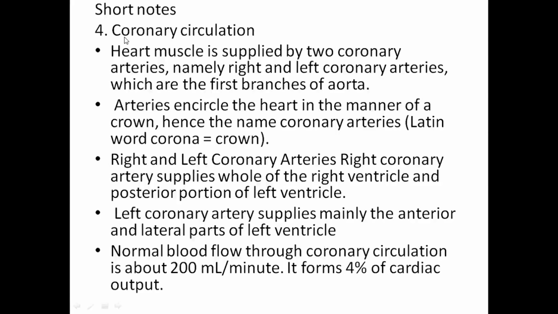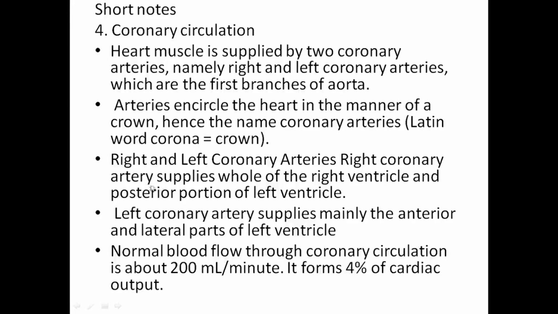Short notes: first is coronary circulation. The heart muscle is supplied by two coronary arteries, namely the right and left coronary arteries, which are the first branches of the aorta. The arteries encircle the heart in the manner of a crown, hence the name coronary arteries, from the Latin word corona meaning crown. Right and left coronary arteries.